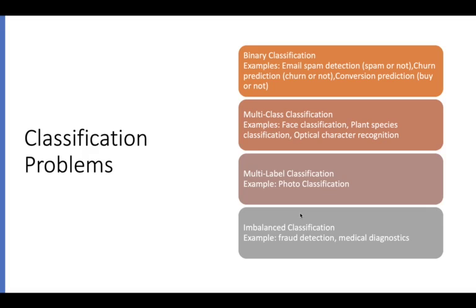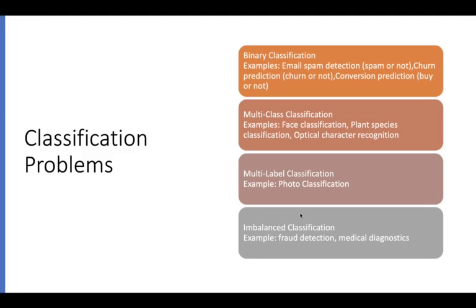So coming to binary classification, we just have to decide between two things, whether an email is spam or not spam, whether some customer is going to churn or not churn, or will he buy it or not, something like that. When it comes to multi-class classification, you need to classify pictures into, say, a face or a plant species, or you need to put it into multiple buckets. So that is multi-class classification.